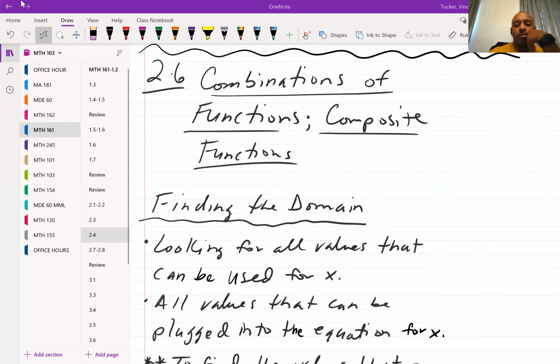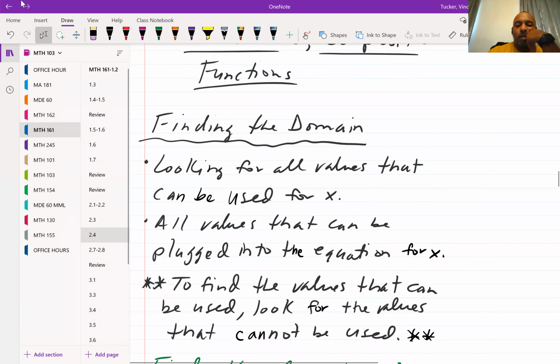All right. So key for us to being able to find the domain, we will look for the values that cannot be used. It'll be easier for us to figure out what values we can use by looking for the values that we cannot use.